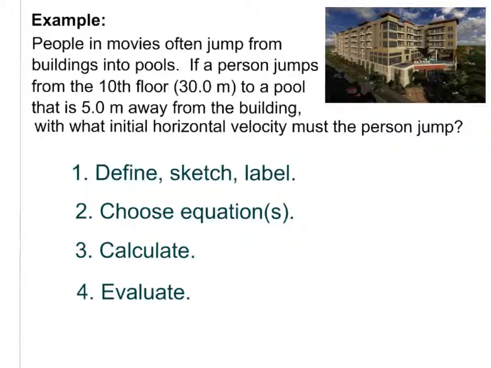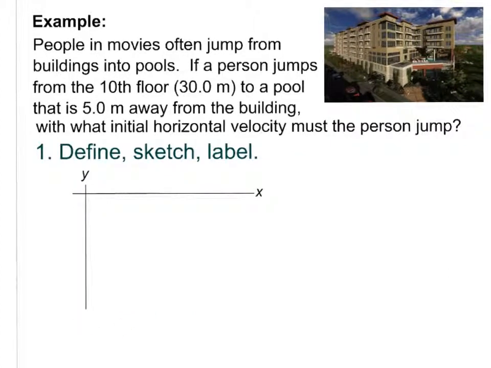Here are the simple steps that we'll follow pretty much most of the time when we're looking at physics problems. Always define, sketch, label: draw a picture, label what you know, write down what you know, write down what you're looking for and what you need to know. Then we're going to choose our equations, calculate, and evaluate to make sure it makes sense. So let's start with define, sketch, label. Important part of the problem.